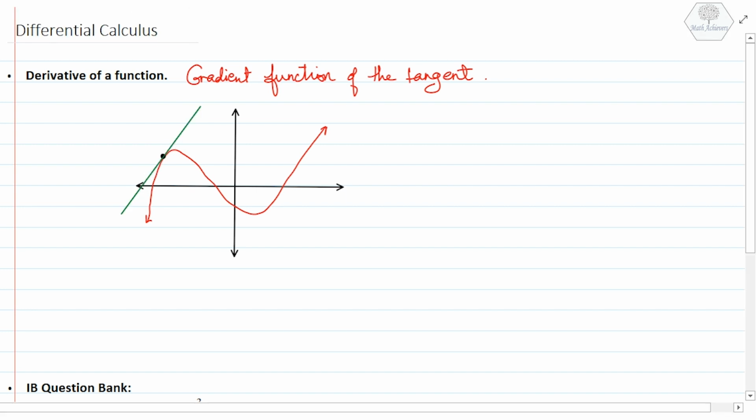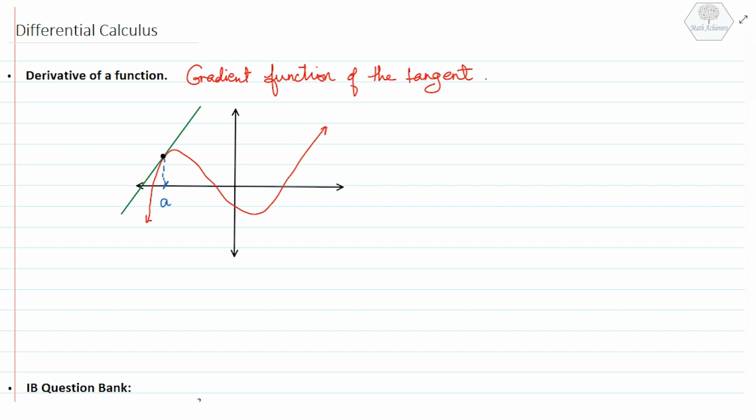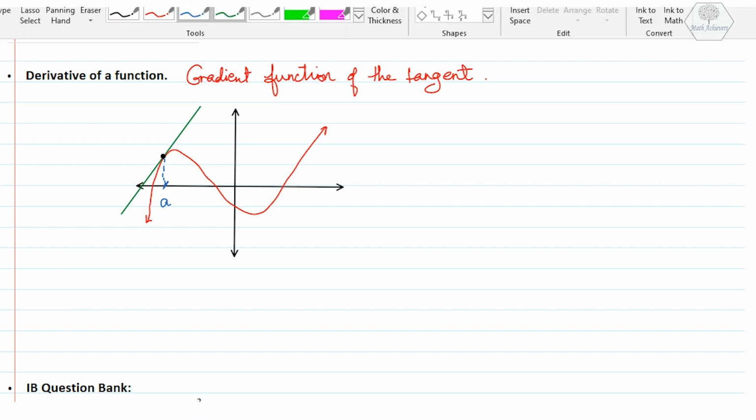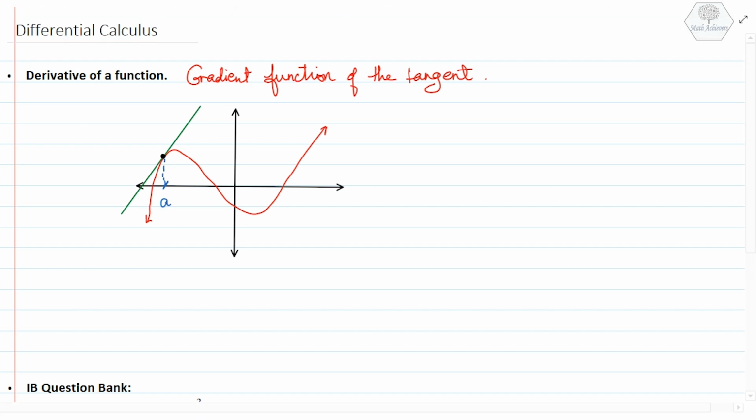So the first derivative at a point, let's say I have this point A, gives me the gradient of this tangent. So the first derivative gives the gradient of the tangent.